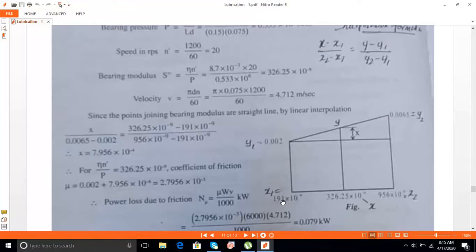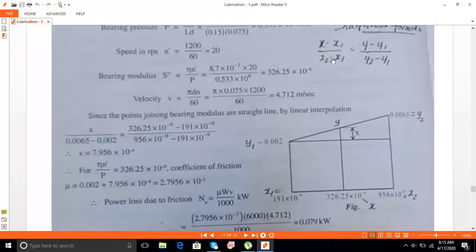Here x is the bearing modulus at the initial state, that is the lower value, 191. x1 is the lower value, x2 is the higher value, and x is the value which we have calculated, for which y is required. So for the particular x1, y1 is the mu value, and for x2, y2 is the mu value.